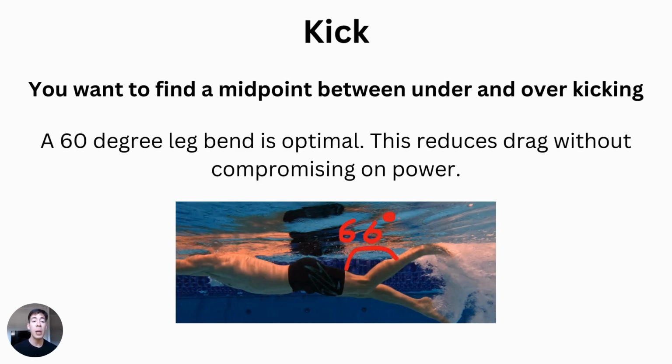You want to find a midpoint between under and over kicking. Actually, there is an optimal angle for this, which is 60 degrees. I'm not sure why this says 66 degrees, guys. Just ignore that. Imagine this says 60. So this reduces drag without compromising on power. So 60 degrees is the optimal angle you want in your leg here for your kick. Pro tip.